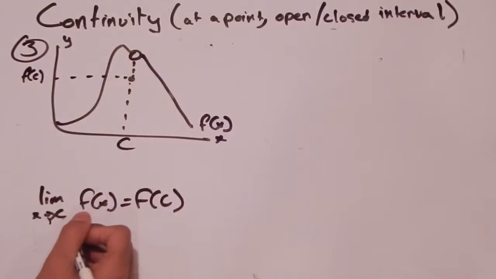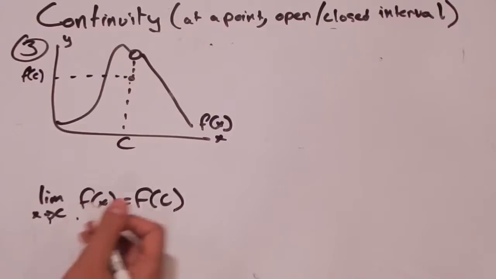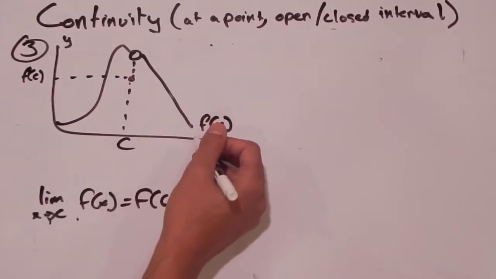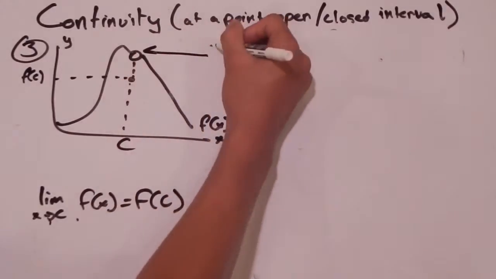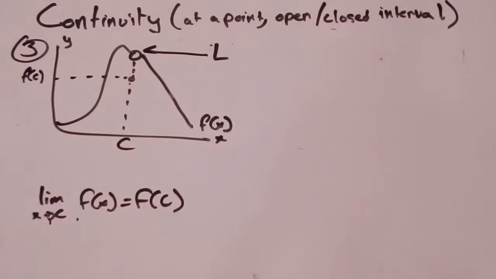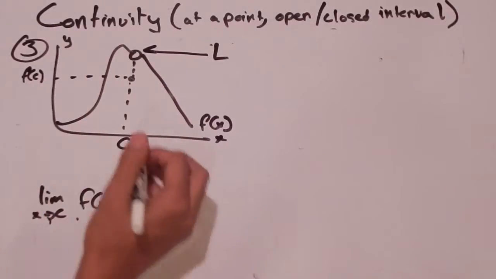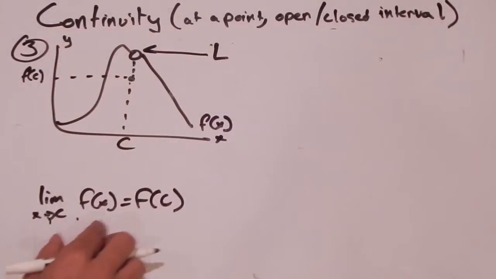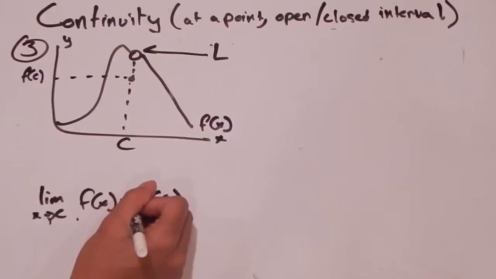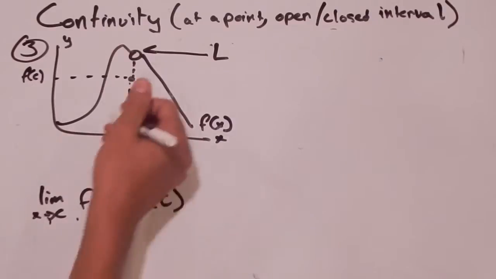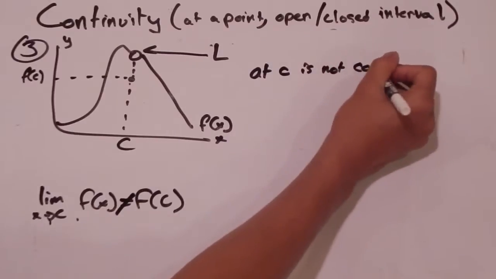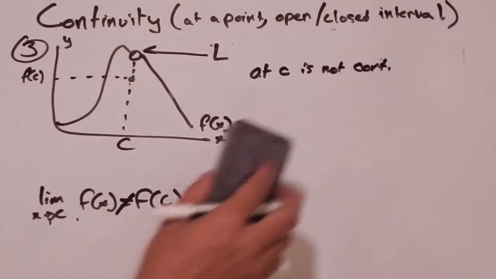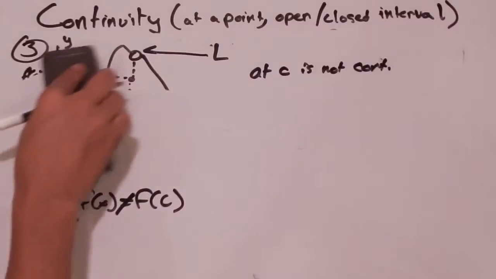Does the limit as x approaches c of f of x exist? Well, if we look at what happens as x approaches c, f of x seems to be approaching this point right here, which we can call our limit. Are they equal? In fact, they are not. In this scenario, both the limit and f of c exist, but they are not equal. So this function at c is not continuous. So that is another example of when a function is not continuous.